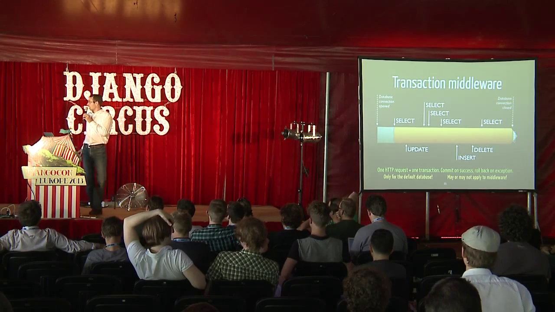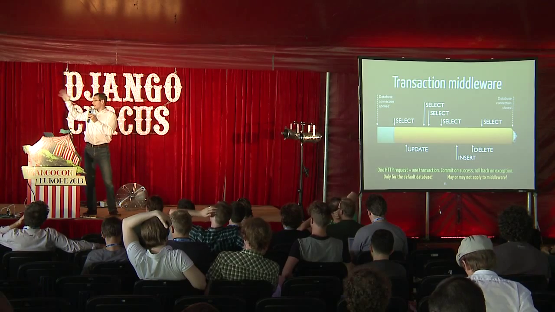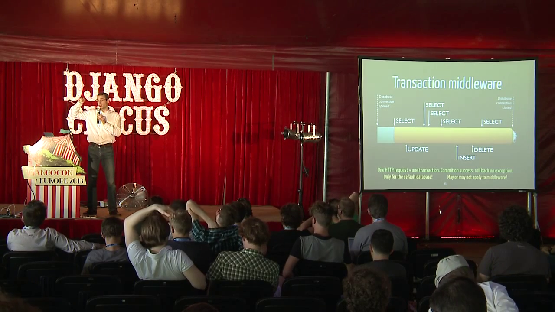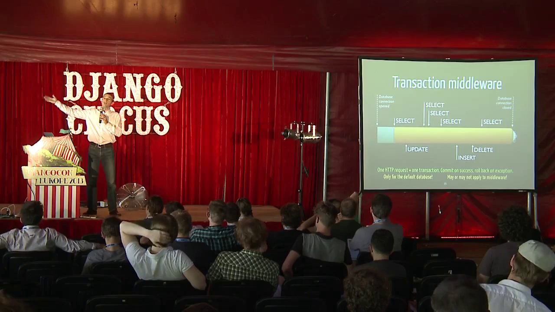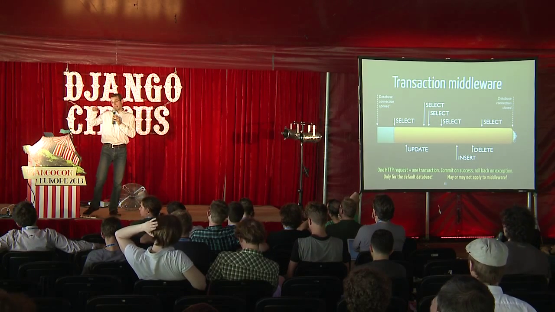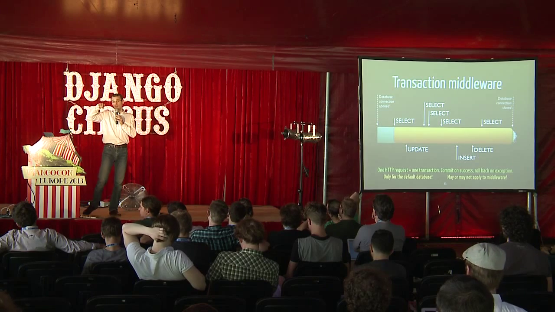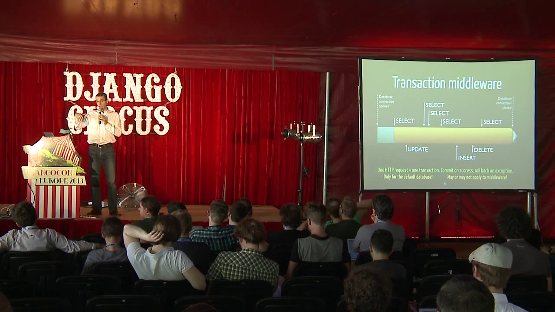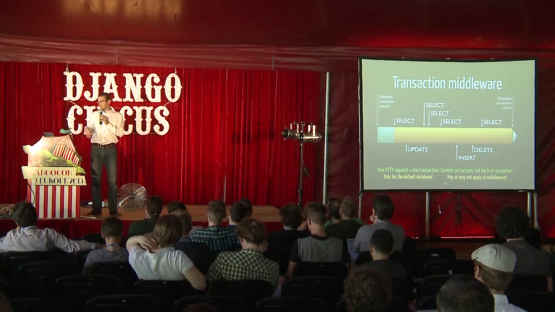Yes, I forgot to mention something. What's interesting in the transaction middleware is that if your view function exits with an exception, and that triggers a 500 error, the middleware will roll back the changes. So whatever you've tried to do in your view function is forgotten, which is kind of useful.